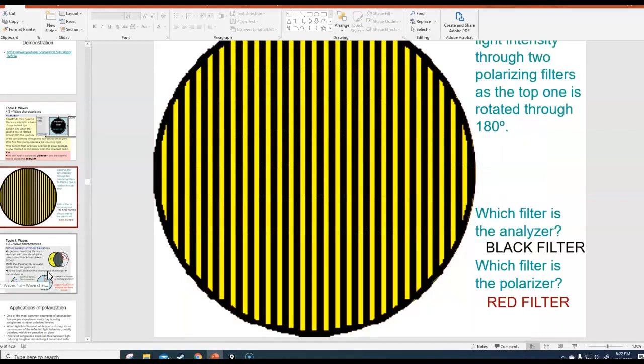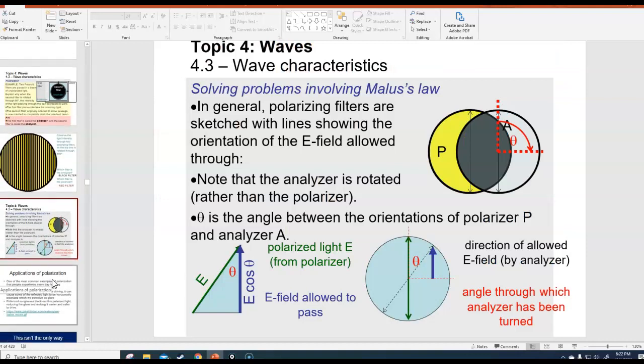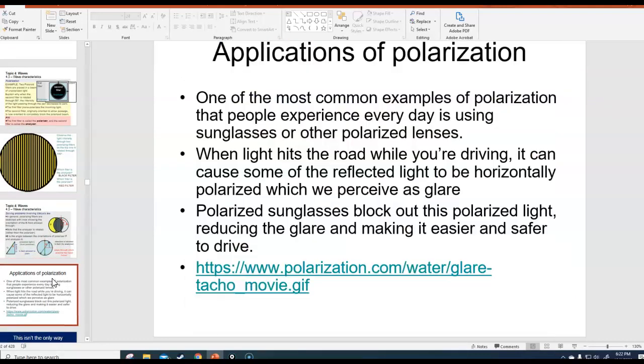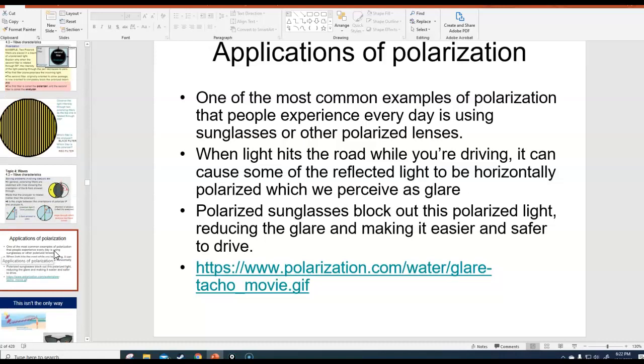Okay, now as you probably saw in the demonstration video, the intensity of the light that gets through the analyzer changes as you rotate that second piece of film. And so what we're going to talk about here in a minute is how to mathematically describe that change in intensity. Before we do that, just some really quick applications of polarization.